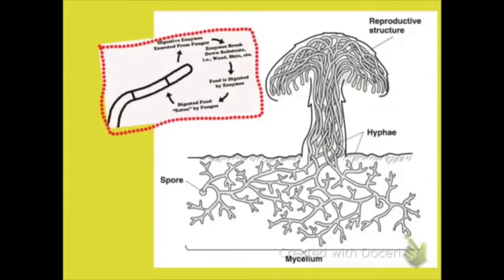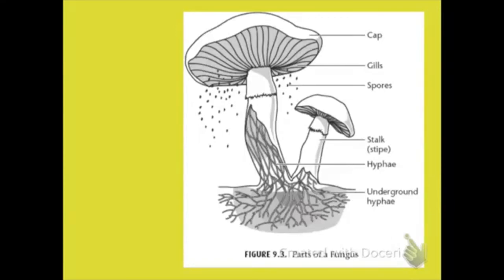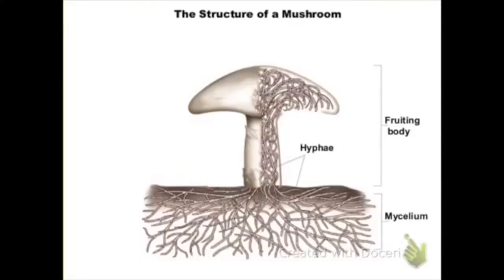The reproductive structure of mushrooms is above ground, and you can see the mycelium, made up of all the hyphae, is below ground. The diagram surrounded by red is showing that the hyphae release enzymes that break down any kind of organic matter around it, and once it's broken down, it's taken up by the fungus again. That would then be its nutrients. Here's another picture of mushrooms and all the different parts that make it up. Again, hyphae is seen more underground than above ground.